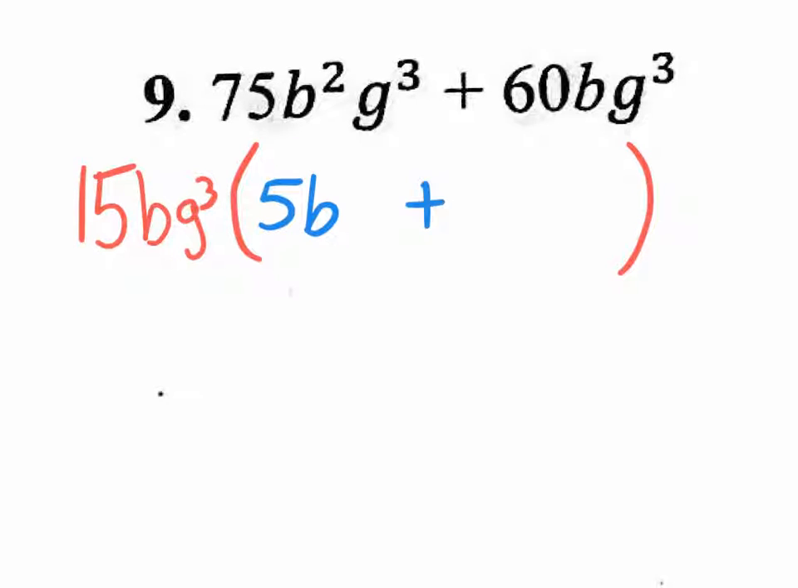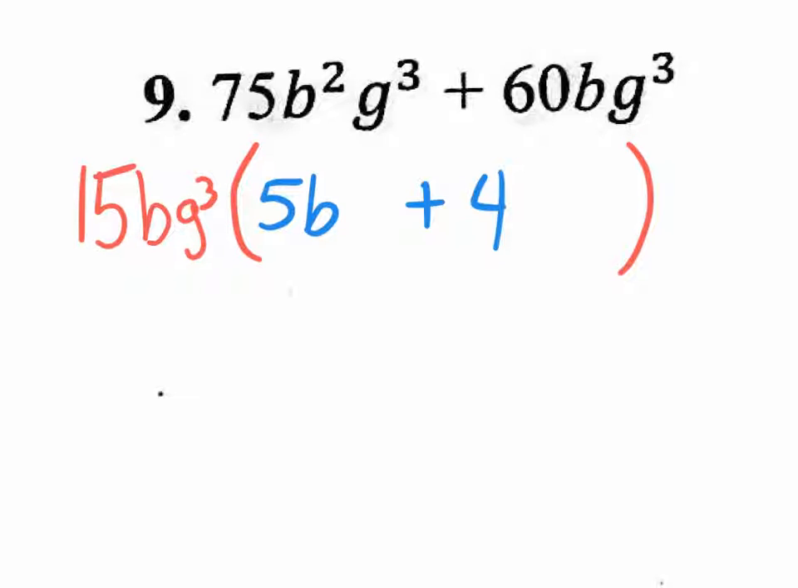We have a plus sign. 15 times what gets us to 60? 4. B times what gets us b? Well, you could put a 1 right there, but 4 times 1 is still going to be 4, so you don't need to put a 1. G to the third times g to the third, or g to the third times nothing will give you g to the third. So you can put a 1 right there also. So we're done right there.